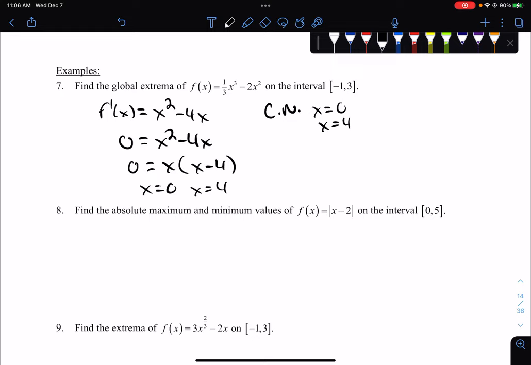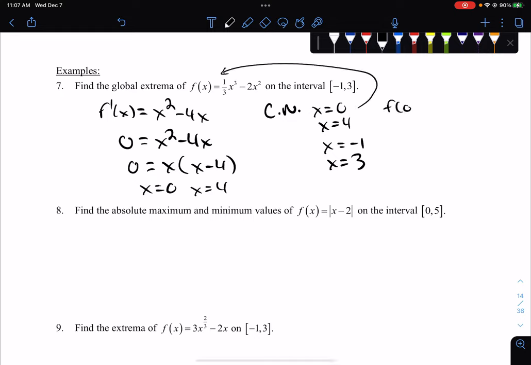But they could also happen at the endpoints. So if I'm looking for absolutes, I also need to check -1, and I need to check 3. Now what I'm going to do is just plug these into my function, and I'm just going to look to see which one is the biggest. So I'm going to plug in a 0.